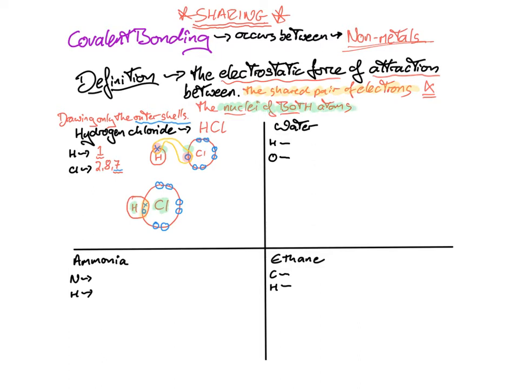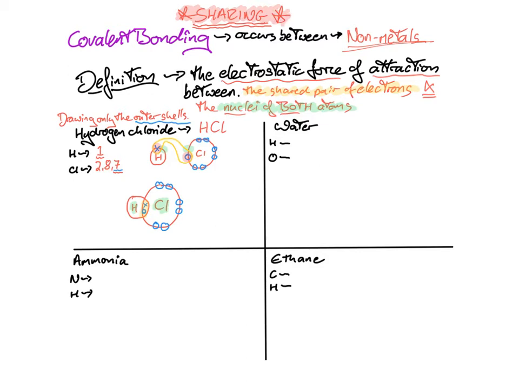The electrostatic force of attraction acting between the shared pair of electrons and the nuclei of both atoms. Why a shared pair? Sharing. These are non-metals. Energetically, it is favourable for them to gain electrons. The only way everything can be seen to be gaining is by, and we'll go back to that keyword we had at the top, by sharing the electrons.